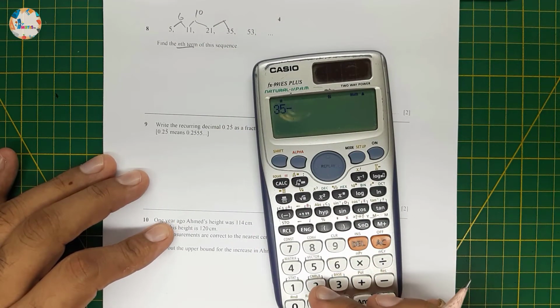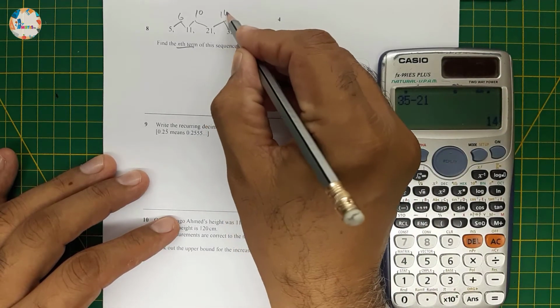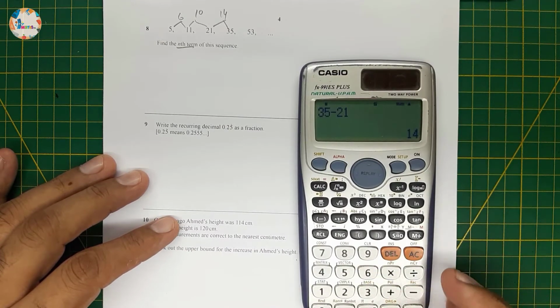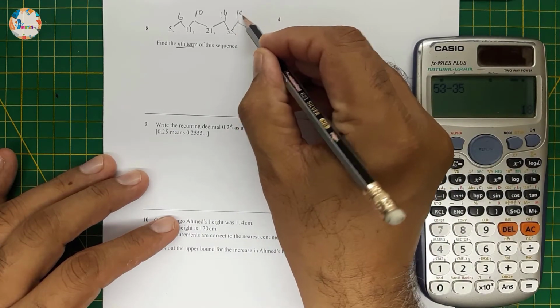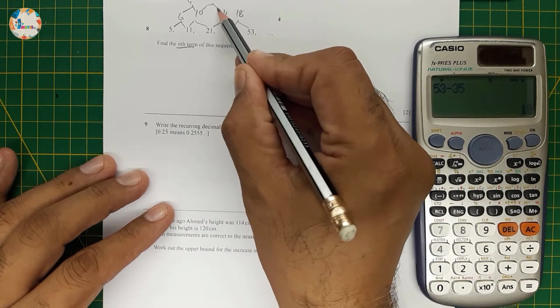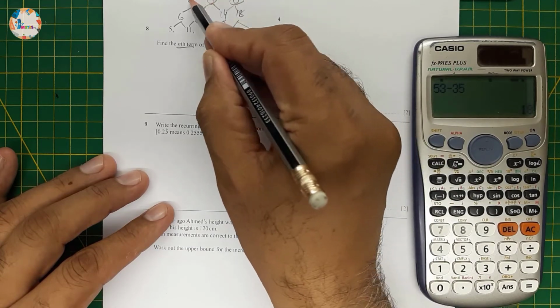35 minus 21 is equal to 14, so this difference is 14. Then 53 minus 35 is equal to 18, so this difference is 18. We can check the second order difference. This will be 4, this will also be 4, and this will also be 4. So the second order difference is the same.